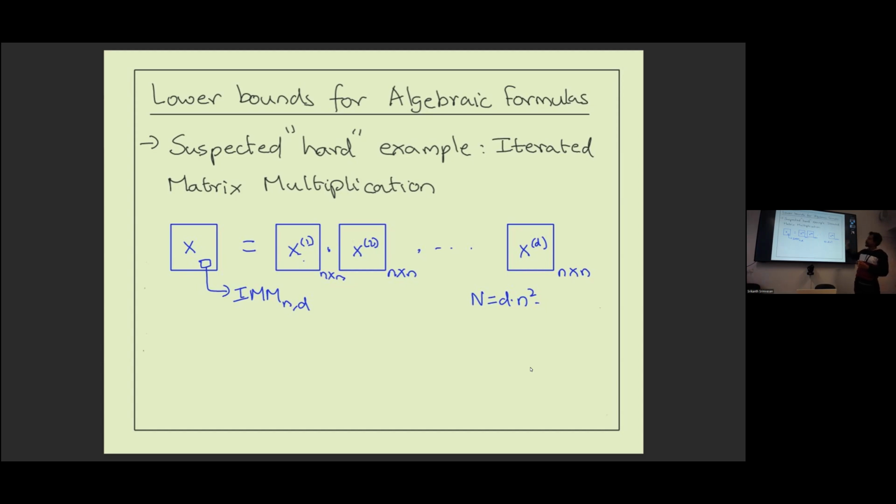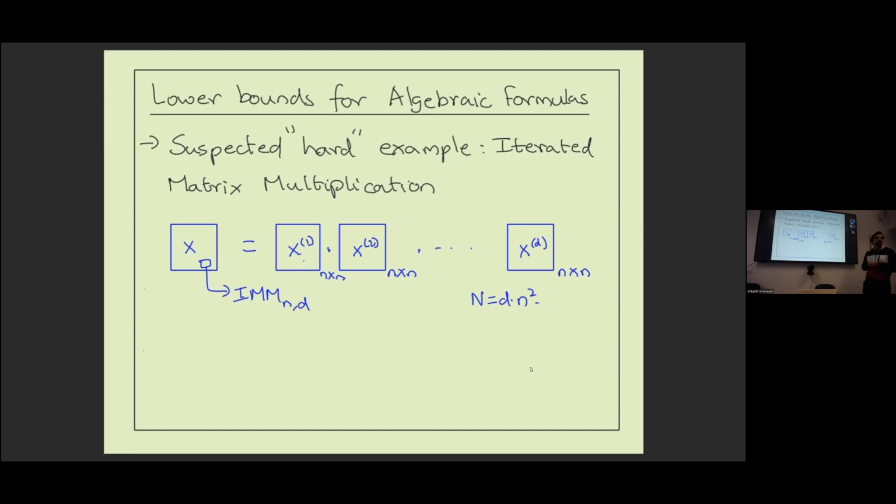Now you multiply these matrices together, and you get a matrix, which I'll call X. Every entry of X is a polynomial in the entries of these matrices. It doesn't matter which entry I look at. Usually we look at the top left entry, but you could look at any one of them. That polynomial is called the iterated matrix multiplication, IMM. This is a candidate hard instance.